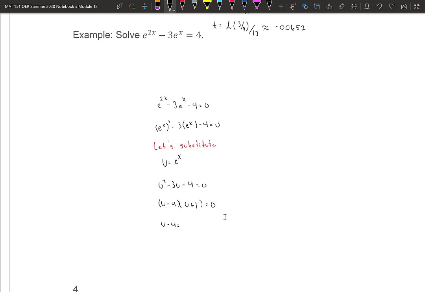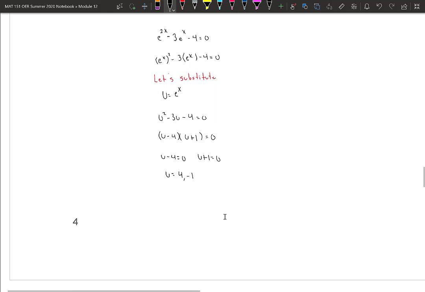And I'll have u minus 4 is equal to 0, u plus 1 is equal to 0, or u is equal to 4 and negative 1. Right? So that's great because it allowed me to work with something I'm more familiar with, but you've got to go back and substitute again. So now you've got to back substitute.